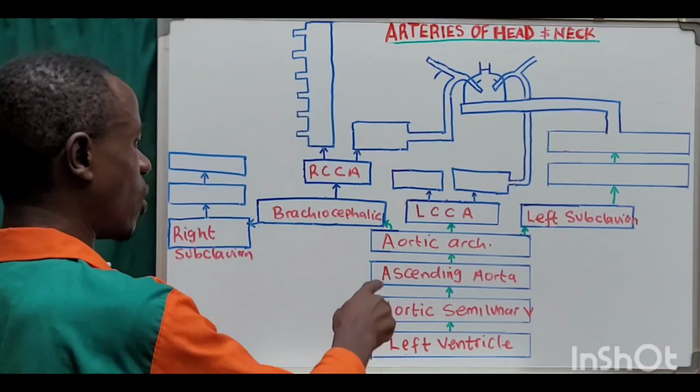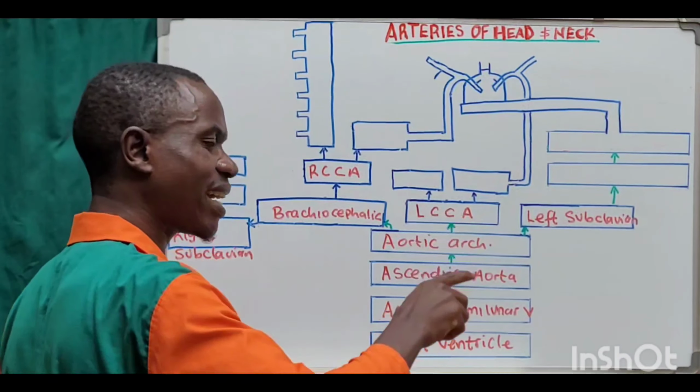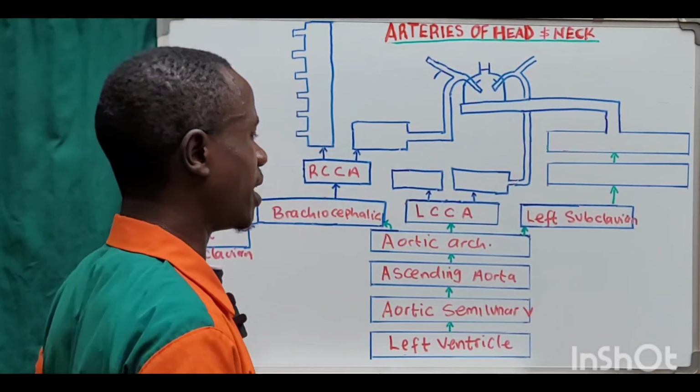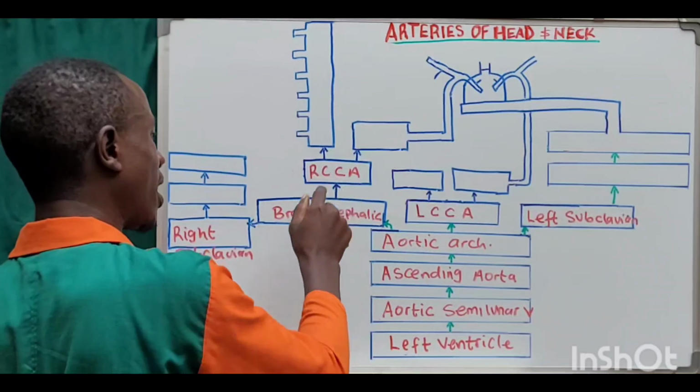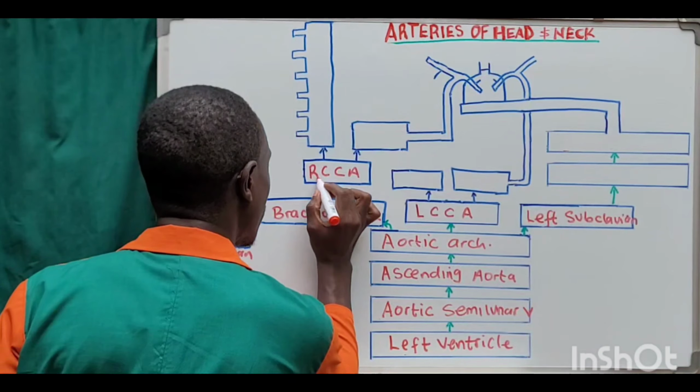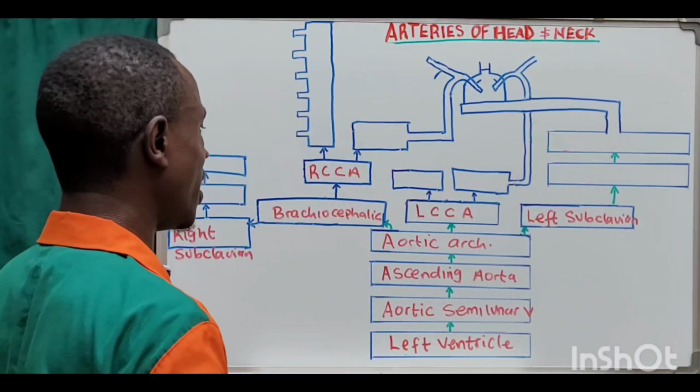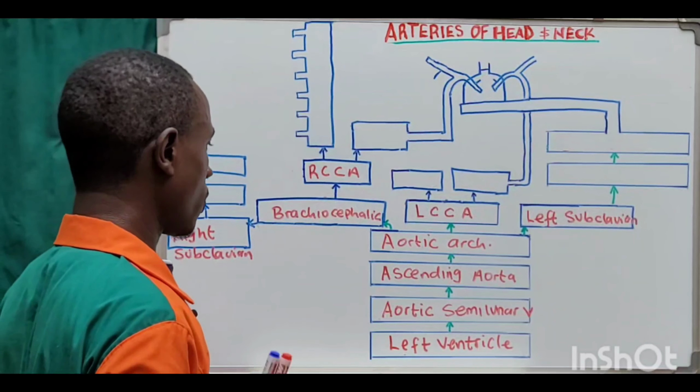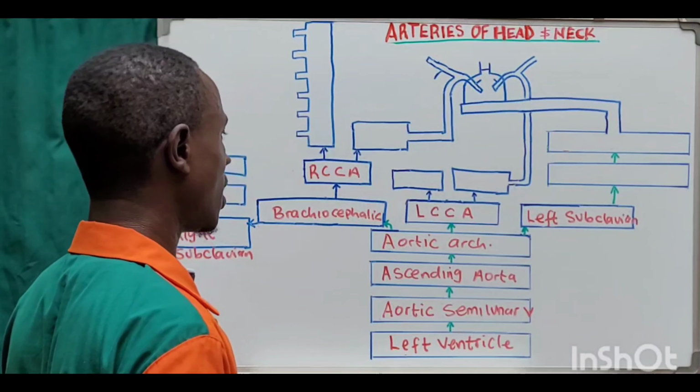Okay, so now we have said that the left common carotid artery comes from the aortic arch directly, but the right common carotid artery does not come from the aortic arch directly. It is a branch of the brachiocephalic trunk.